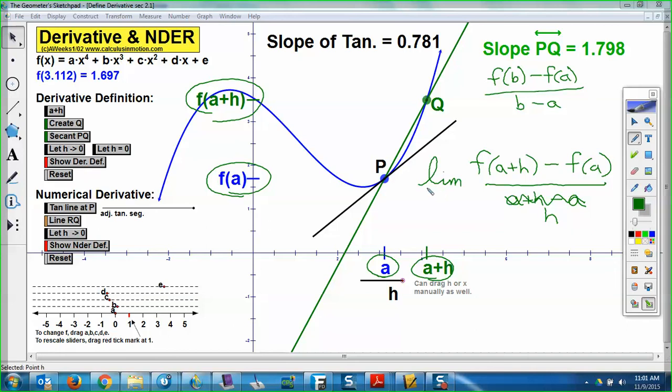What are we going to let get closer and closer? We're going to let H approach 0. And that's how we write it right there. We write LIM, and then below that, we wrote H arrow 0. The limit of that as H is approaching 0.